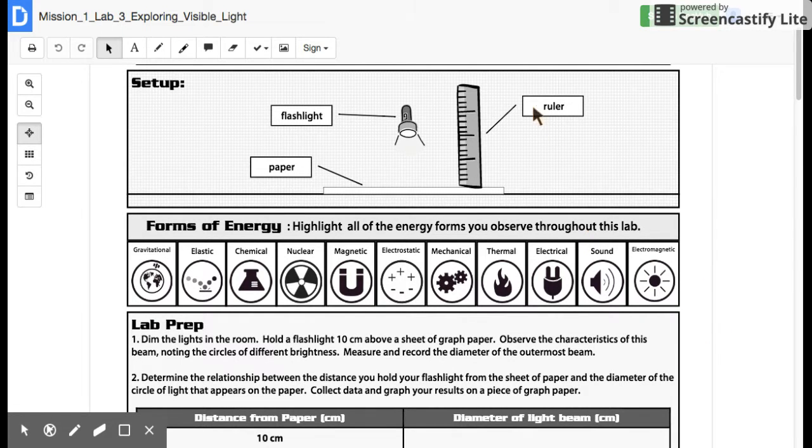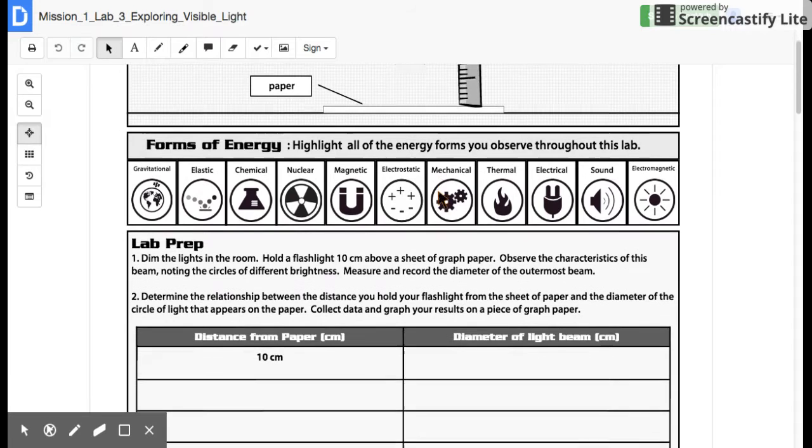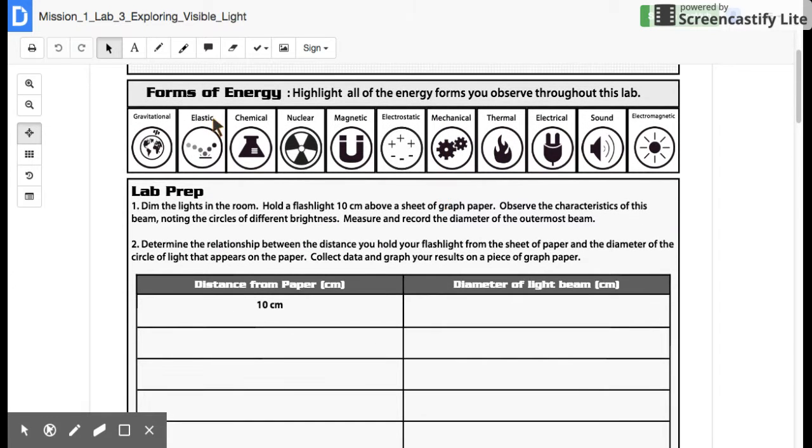Instead of a ruler here, you are going to use a meter stick so you have more distance. And you'll have your flashlight and a sheet of paper, a large white sheet of paper that you are allowed to write on. Don't forget to highlight all of the energy forms you observe throughout this lab.